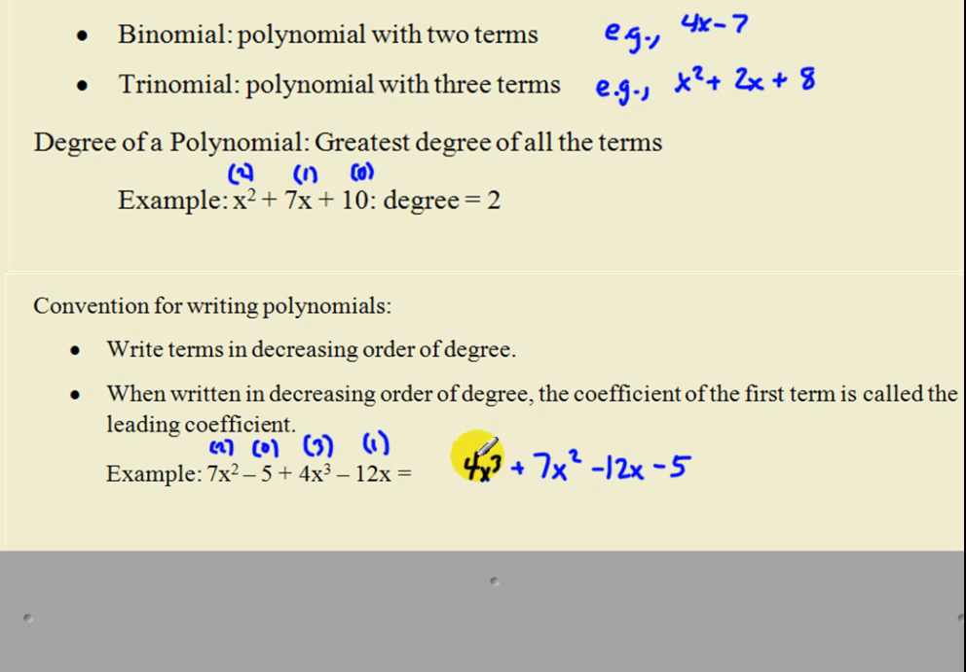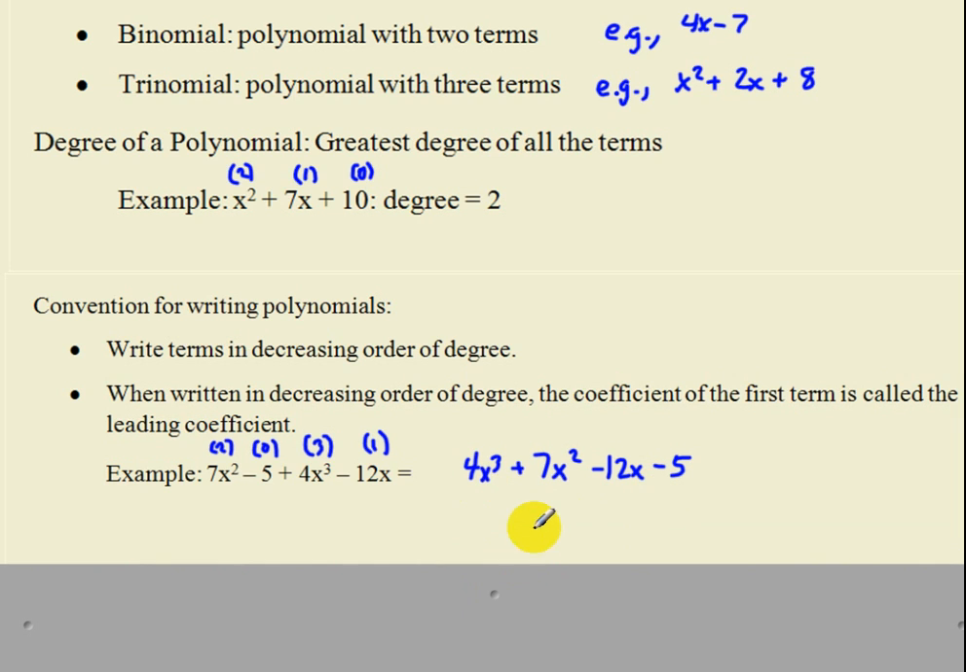So this would be written here in our conventional form, going in order from left to right, decreasing or descending degree. And our leading coefficient here, now that it's written in that order, is the coefficient of the first term. So in other words, 4.